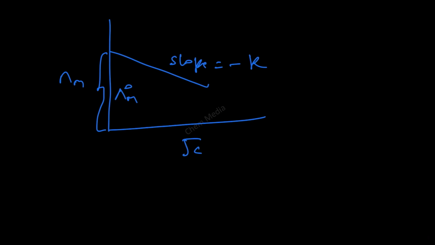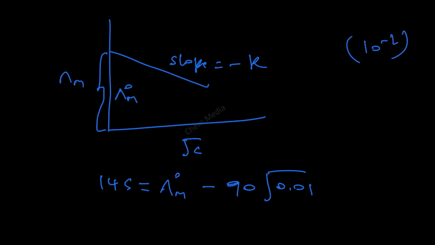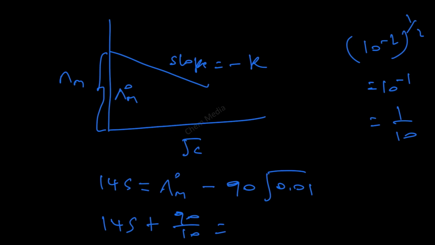So, therefore, 145 is equal to lambda m naught minus 90 times square root of 0.01. 10 to the power minus 2 to the whole power 1 by 2 is equal to 10 to the power minus 1. So, that is 1 by 10, which means 145 plus 90 by 10 is equal to lambda m naught. Therefore, lambda m naught is equal to 154.